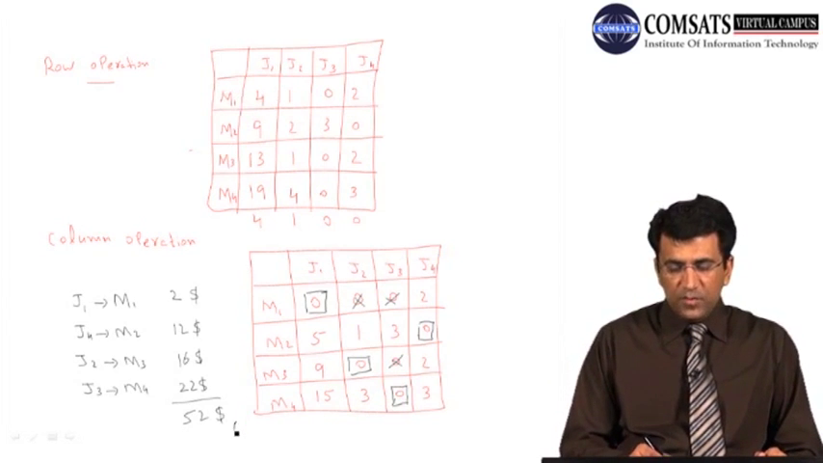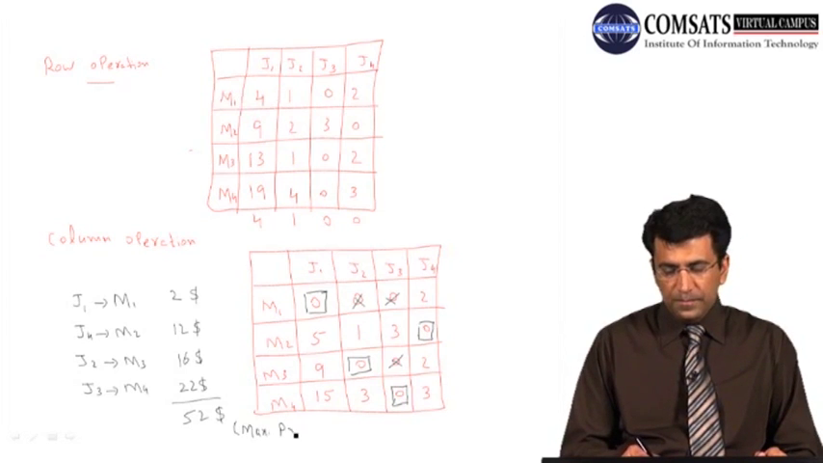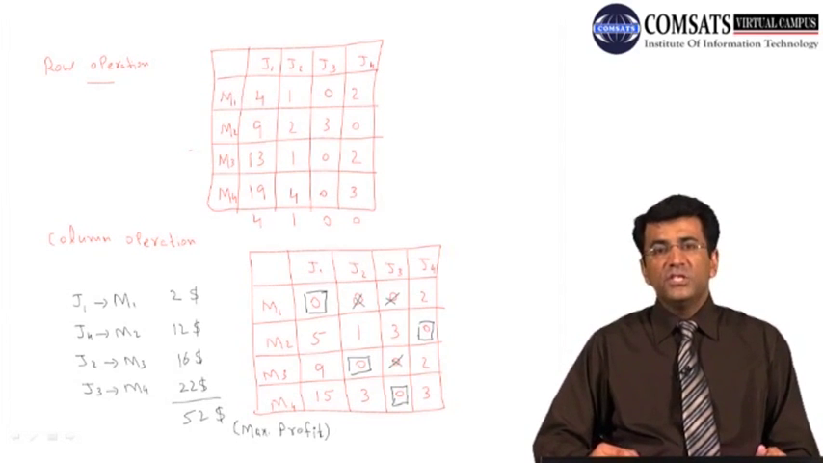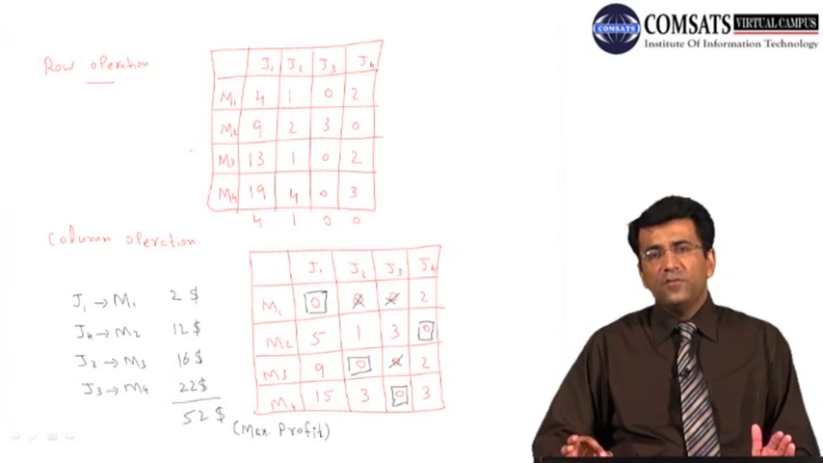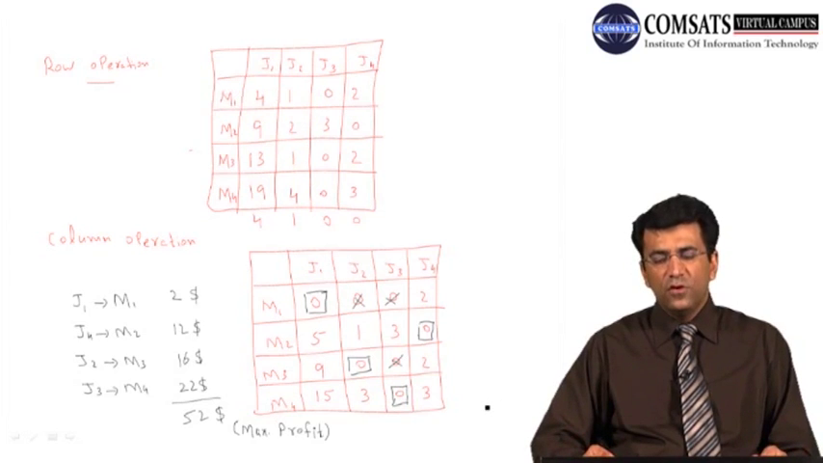Now class, this is the maximum profit which we can achieve by using this particular assignment, that is assigning job 1 to machine 1, job 4 to machine 2, job 2 to machine 3, job 3 to machine 4, and so we can have the profit of $52. There is no other alternative plan for assignment which can have a greater profit than this value of $52.